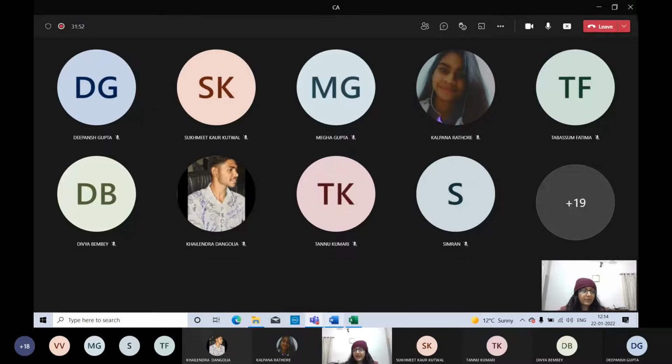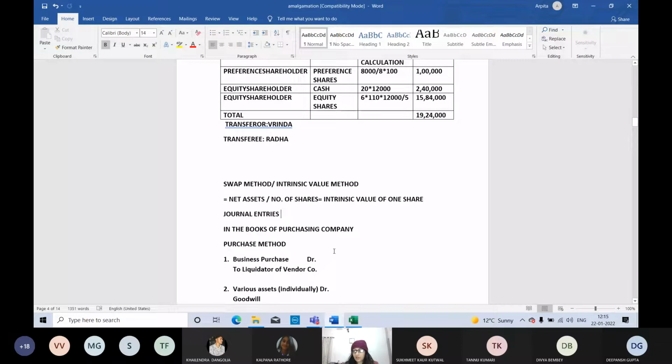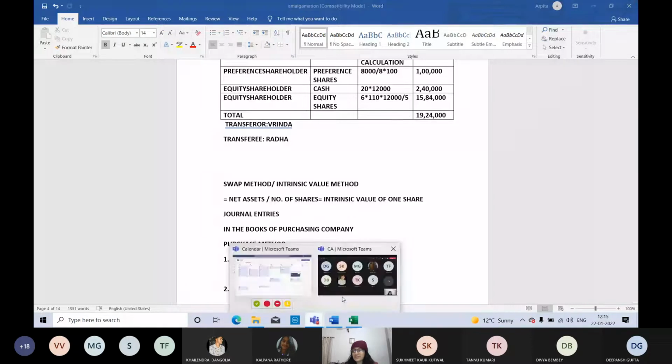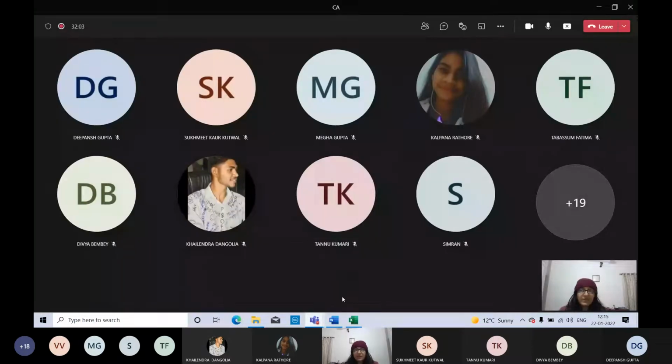Today we are going to do the books of the purchasing company. Sorry, the vendor company books we'll do later. Now, who is the purchasing company? The company which is buying the shares or which is buying the business. Yes or no? Any question? I am repeating again, in the books of the purchasing company.